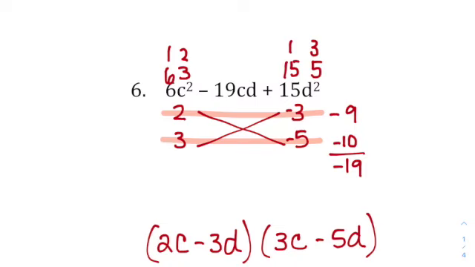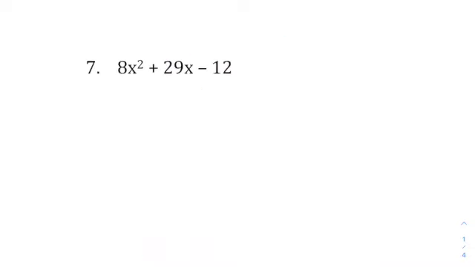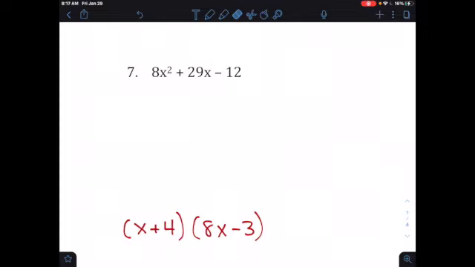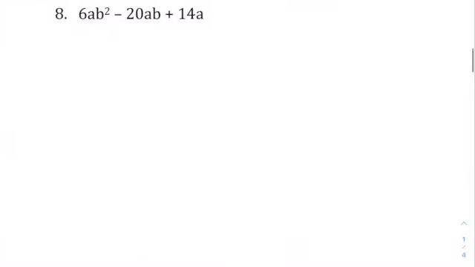Now also make sure you understand that c squared on the first term, d squared on the last term, and the middle term is just cd, because that's how you have to multiply to get the problems back. Please try example number 7. Here's the answer for number 7. Going on to example number 8.